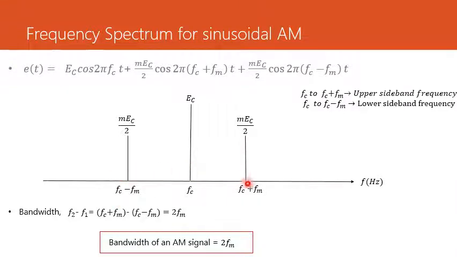From the frequency spectrum we can easily find the bandwidth. Bandwidth is defined as the difference between the higher frequency and the lower frequency. Here the higher frequency is Fc plus Fm and the lower one is Fc minus Fm. So the bandwidth is Fc plus Fm minus (Fc minus Fm), which equals 2 times Fm, where Fm represents the frequency of the modulating signal.